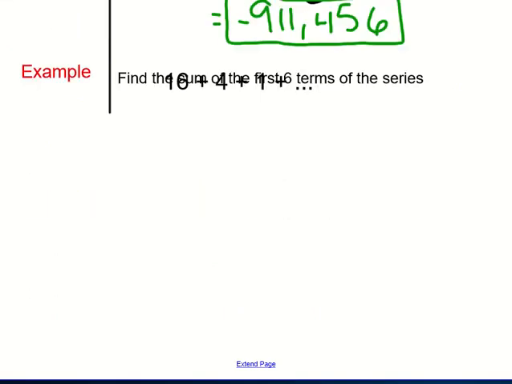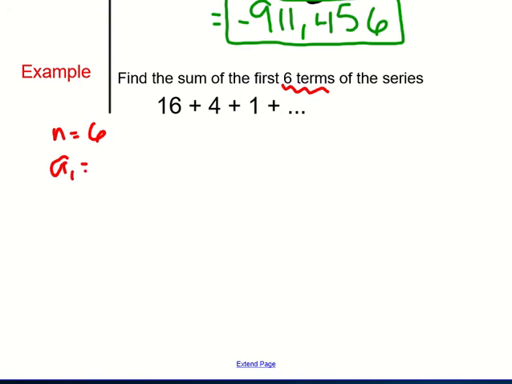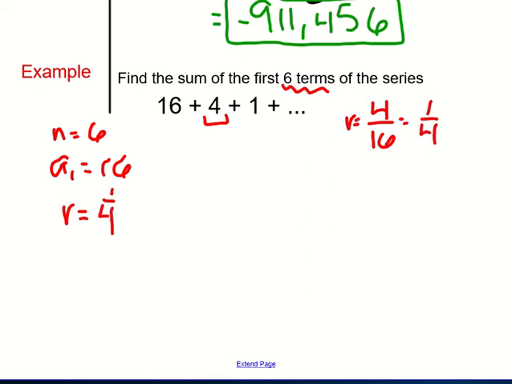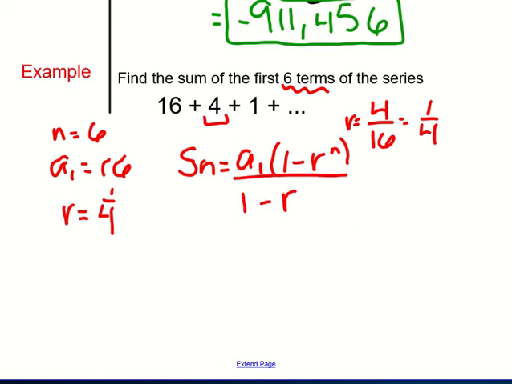We're going to continue on, and this problem wants us to find the sum of the first 6 terms. That tells us our n is 6. Our first term, we can look at this sequence and see it's 16. In order to find our ratio, we take 4 and divide that by 16, and that's going to give us 1/4. Now I'm going to use the same sum equation, and I'm just going to plug in my values.